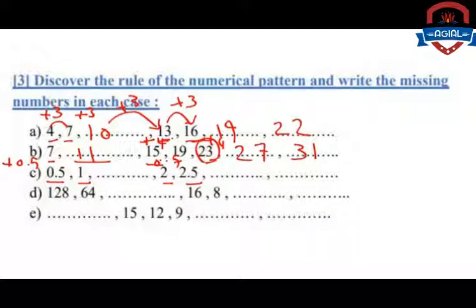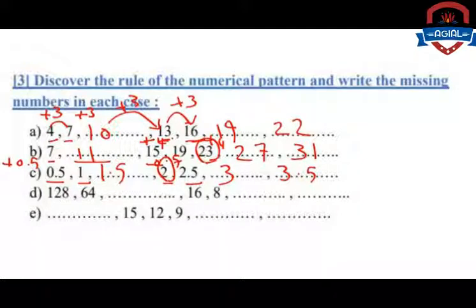0.5 plus 0.5 equals 1. And 1 plus 0.5 equals 1.5. And 1.5 plus 0.5 equals 2. And 2 plus 0.5 equals 2.5, and 2.5 plus 0.5 equals 3, and 3 plus 0.5 equals 3.5.